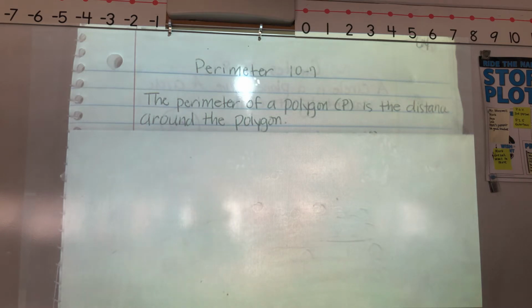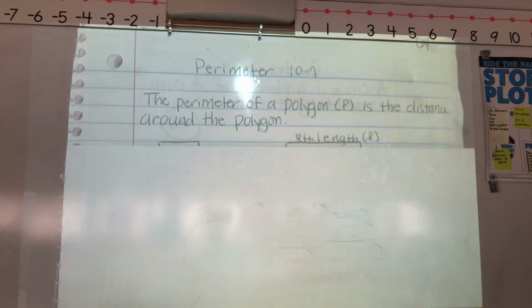It's around it. Now, there's different ways, depending on the shape of the object, of how you can determine how to find the perimeter of a polygon. So we're going to take a look at a couple different shapes today, and we're going to start with the square.